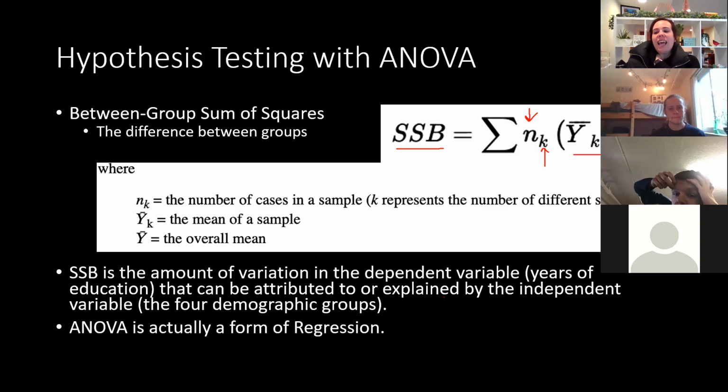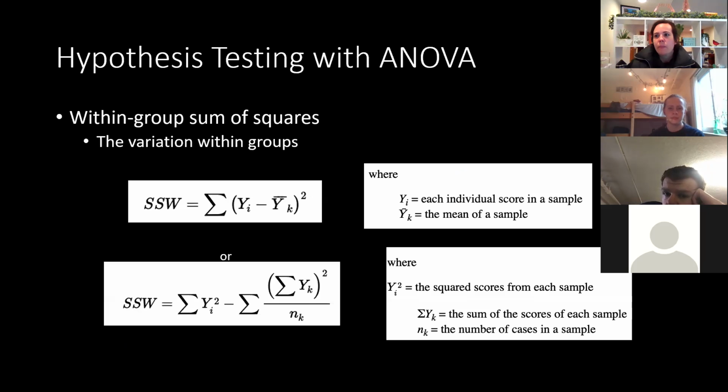So again, it is the amount of variation in the dependent variable, which in this case is years of education, that can be attributed to or explained by the independent variable, which is the 4 demographic groups, the 4 racial and ethnic groups. This is important to note: ANOVA is actually a form of regression, which we'll talk more about next week, but you've probably heard that buzzword a little bit. It's kind of a predictive factor, again, inferential statistics.